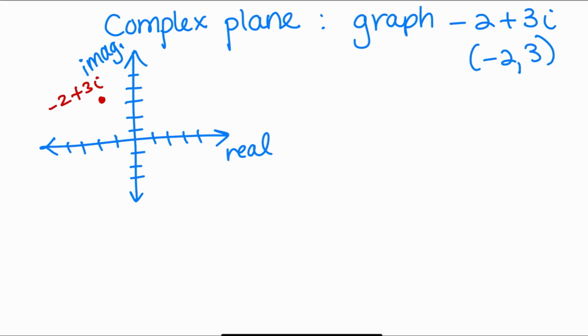So just for fun, let's go ahead and do one more of these. Let's say that we want to plot -4 minus i. Think about where you're going to put this. You would have to go -4 on the real axis, so left 4 and then down 1. So that's -4 minus i. Hopefully you got that correct by yourself.